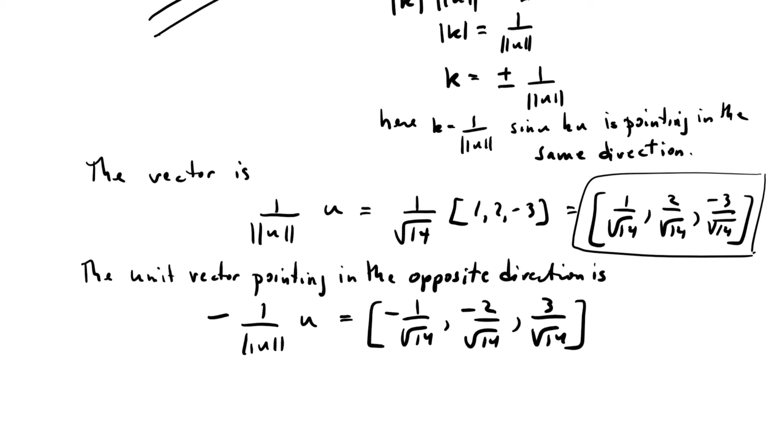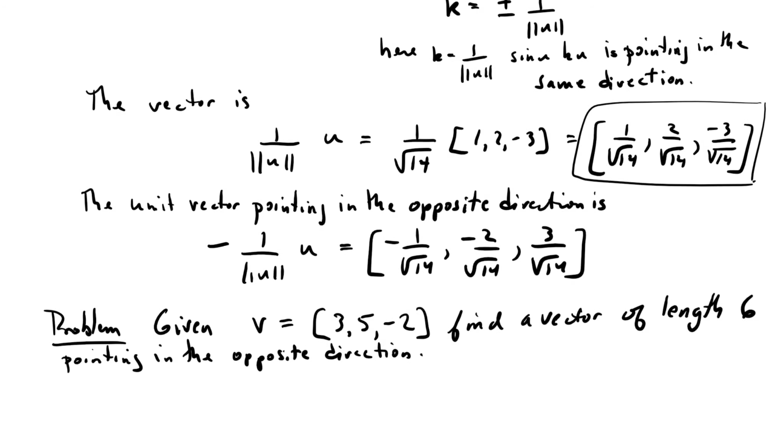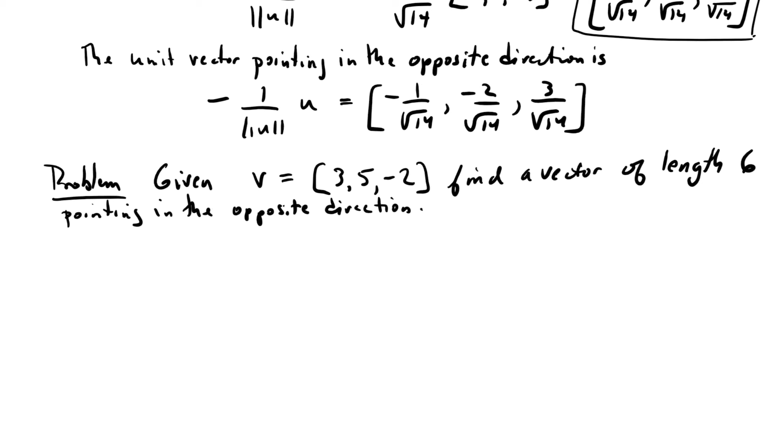Maybe a final little problem to work on. Given v, which is 3, 5, minus 2, find a vector of length 6 pointing in the opposite direction. So now it's not a unit vector I'm looking for, it's a vector of length 6. So how are we going to solve this? Well, we've got our v. I want one pointing in the opposite direction of length 6, right?